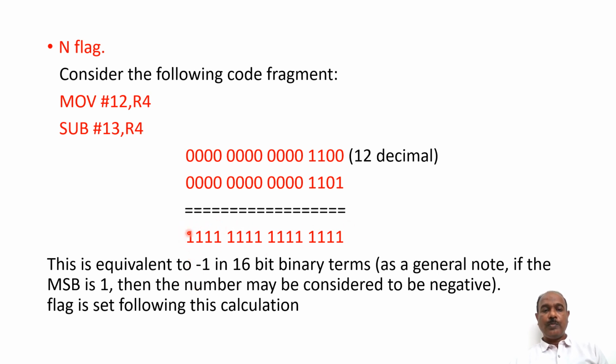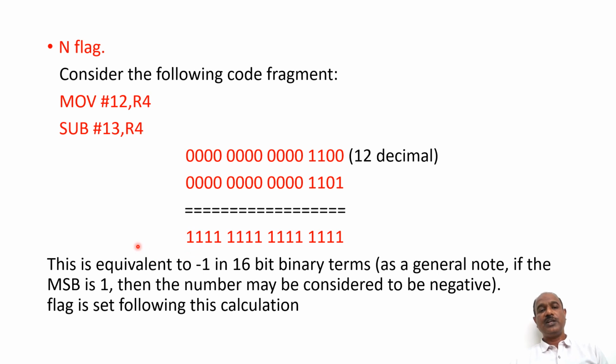So the n flag will be made equal to this bit number 15. Starting from bit number 0, 1, 2 up to bit number 15, the n flag will be set equal to the value of bit number 15. So when this bit is 1, the n flag will be made equal to 1. If after performing the operation this bit value becomes 0, then the n bit will be made equal to 0.